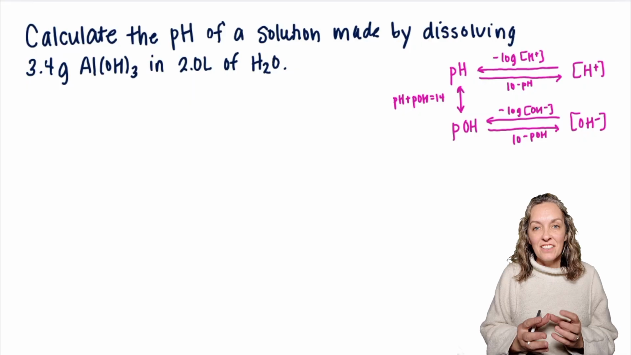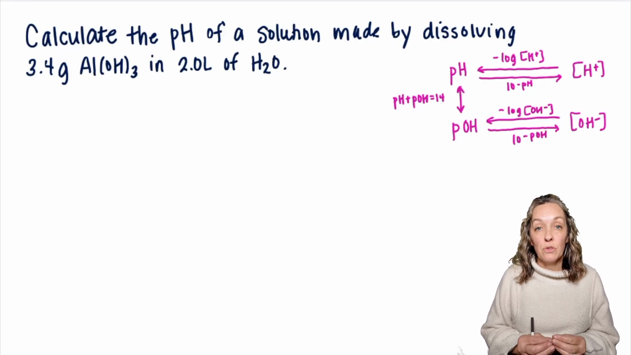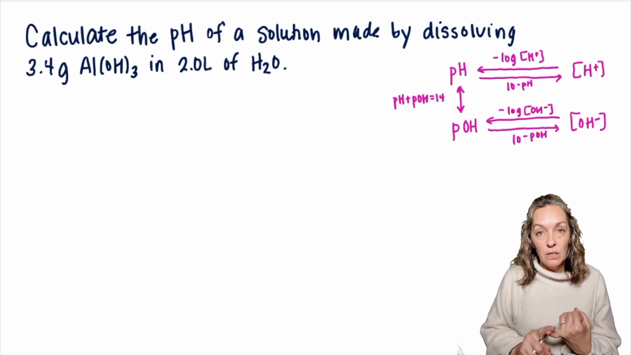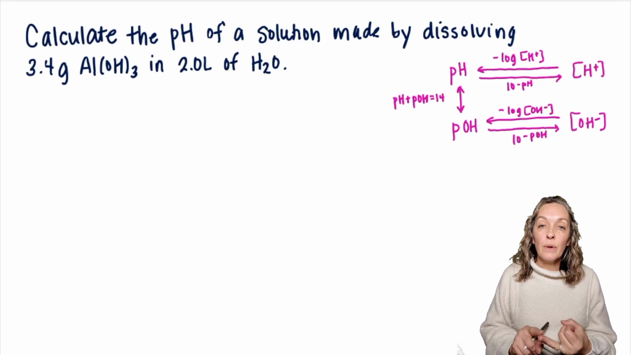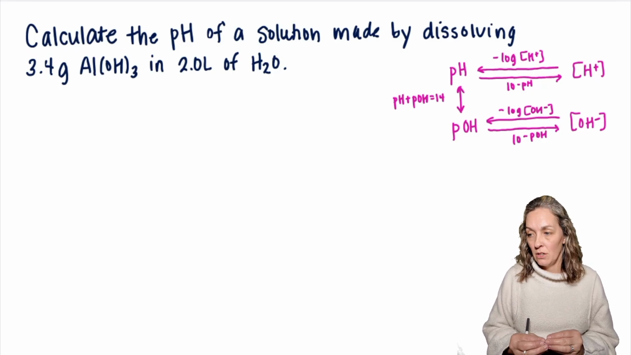All right, let's look at a little more complicated problem. Remember that these acids and bases are all solutions. That means that our molarity equation, molarity equals moles over liters, as well as our dilution equations may come in handy in conjunction with our pH and pOH problems.